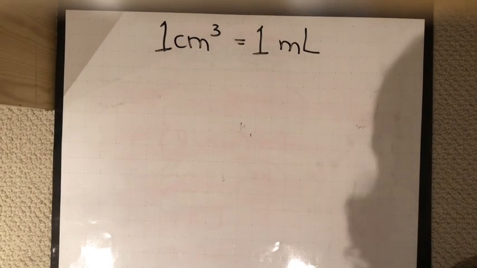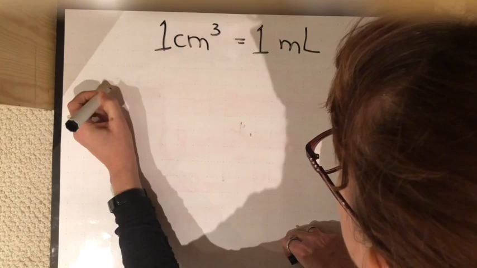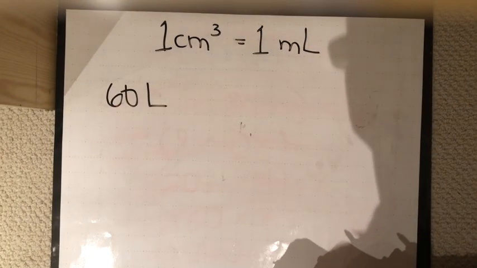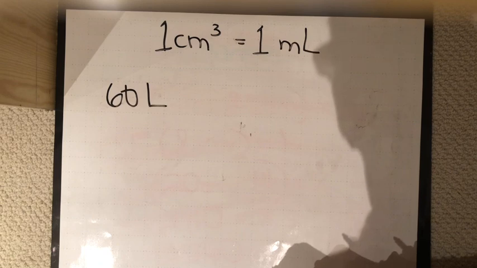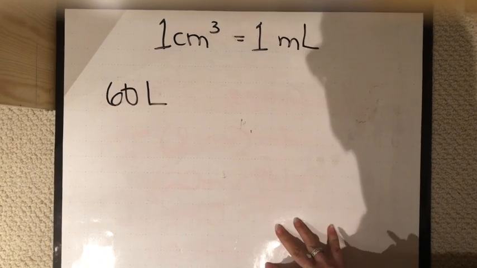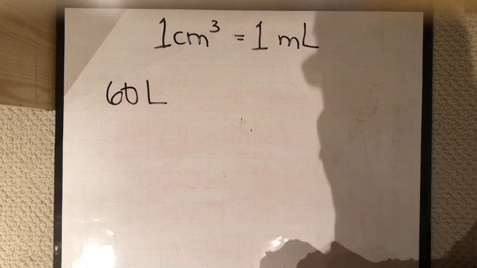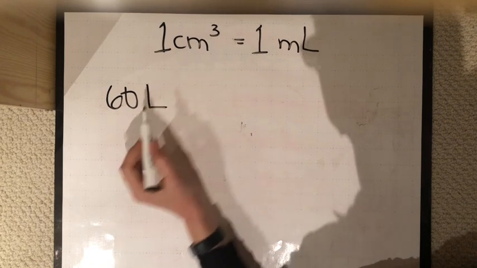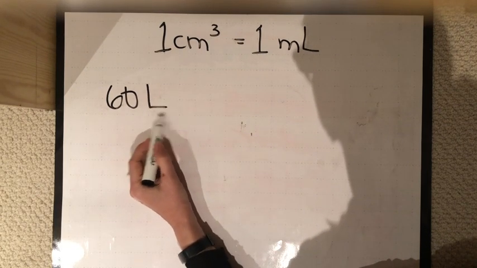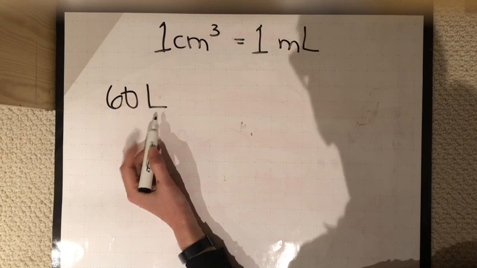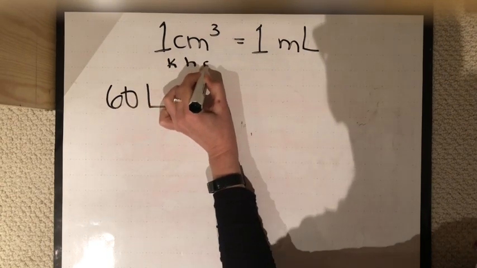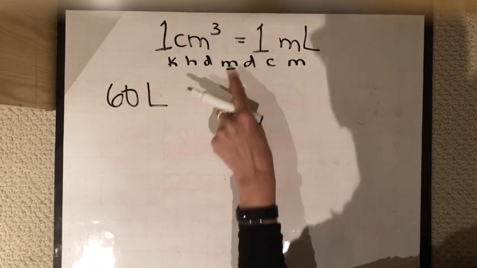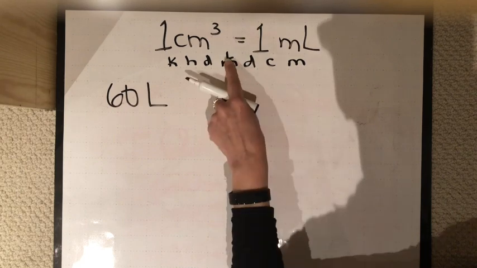If I was given, for example, a measurement in liters, let's say I had 60 liters of water, and I wanted to know how much volume that would take up. What size of a box would I need to be able to put that 60 liters of water in? Well, we have to go back to this again. We know that 1 milliliter equals 1 centimeter cubed, but my measurement right here isn't in milliliters, it's in liters. So I need to go back to King Henry died, mother didn't care much. And that's where our L would be as well. So we're going from liters to milliliters.